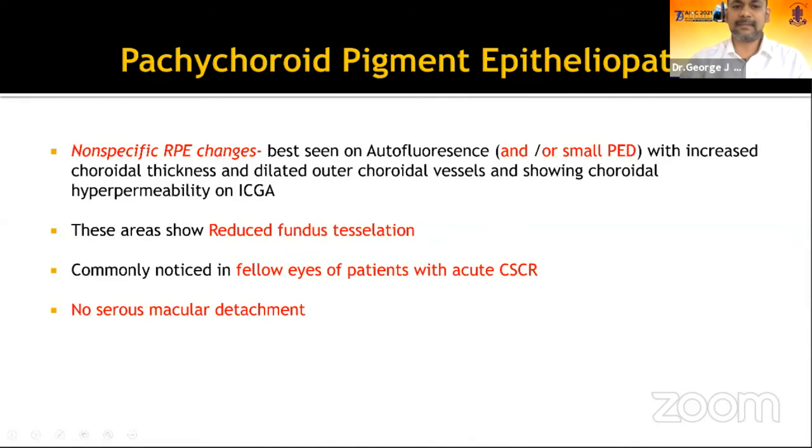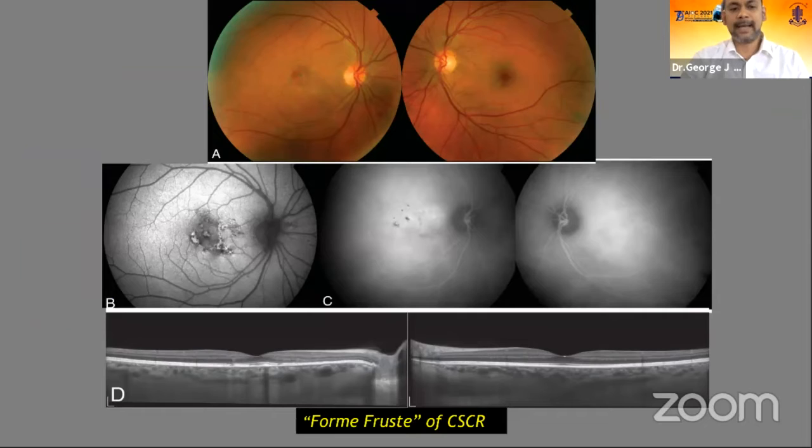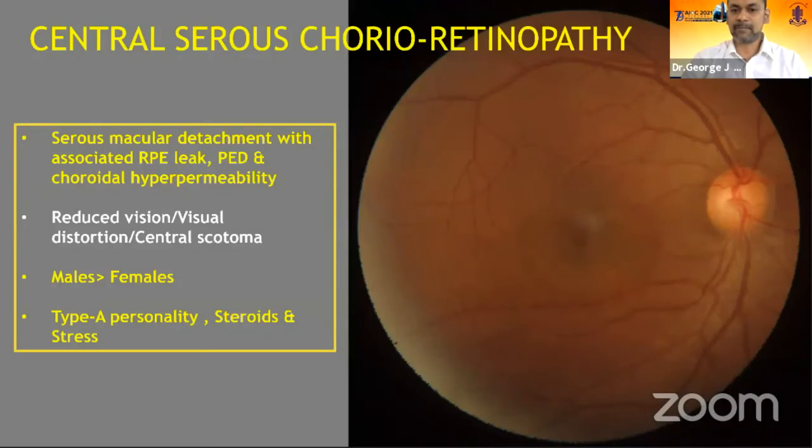So the first entity is pachychoroid pigment epitheliopathy, PPE, and it is nothing but non-specific RPE changes associated sometimes with small serous pigment epithelial detachment. It is best appreciated on fundus autofluorescence, associated with ICG choroidal hyperpermeability and thick choroids, but there is no serous macular detachment. So it's considered to be a forme fruste of CSR and is seen in the fellow eyes of CSR.